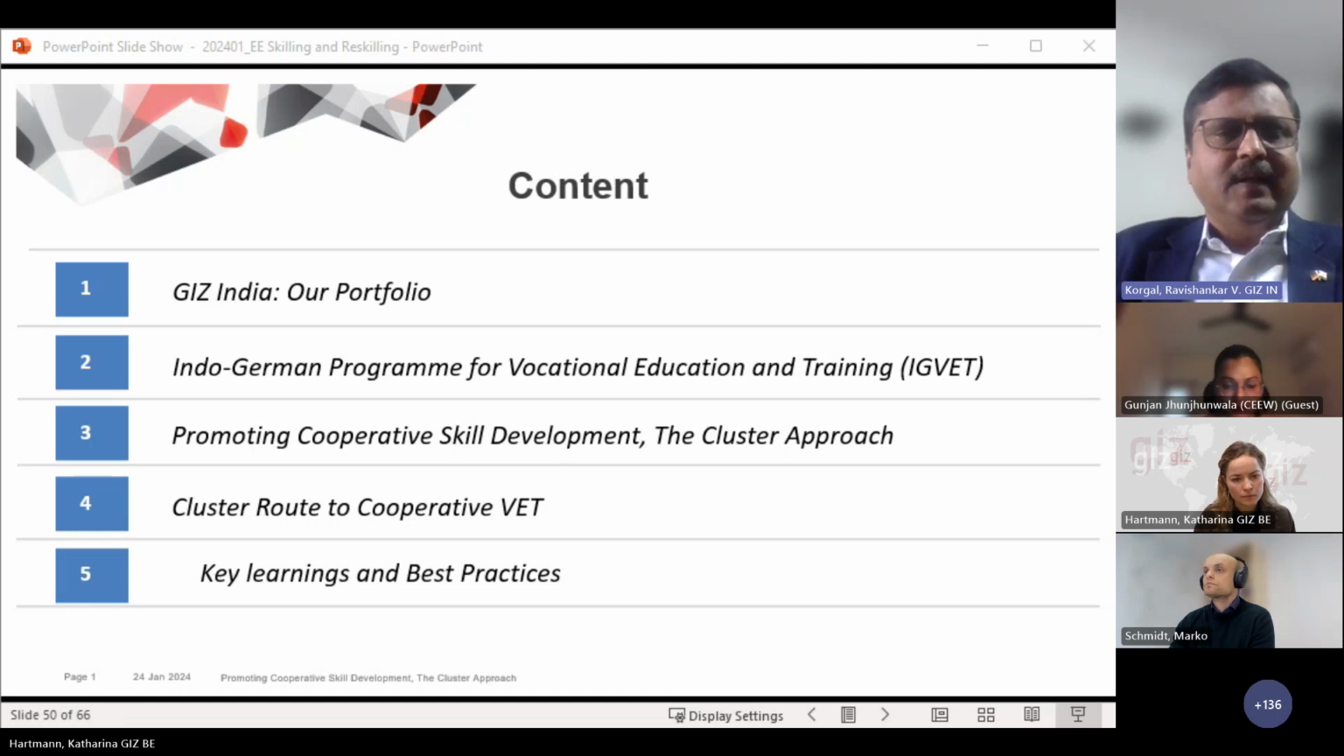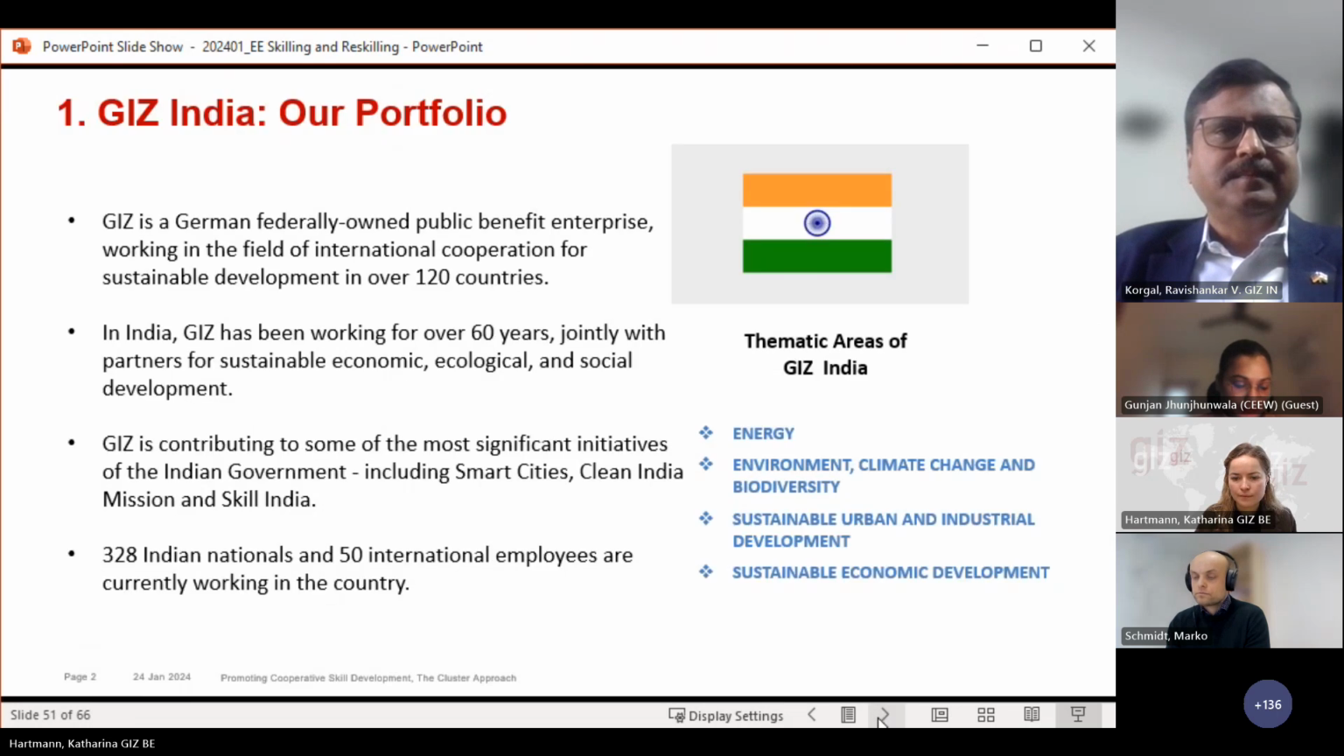And the next is the key learnings. What are the best practices which can be replicated in other regions? This is just a brief of the presentation. Can you go to the next slide, Katharina?